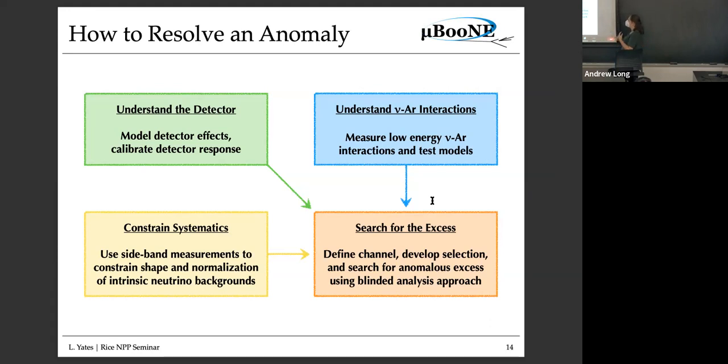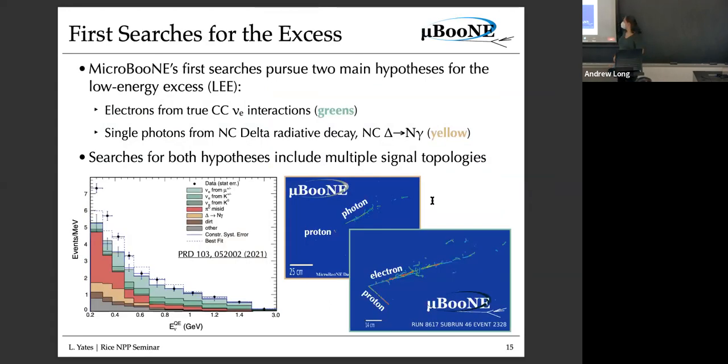So in this case, we defined a hypothesis for what was driving the excess, defined a channel to search for that hypothesis, then developed our selection and went to look for it. And I'll just emphasize for a second here that we did this using a blinded analysis approach. So we developed our analysis, froze it, and then unblinded as a method to minimize bias in our results.